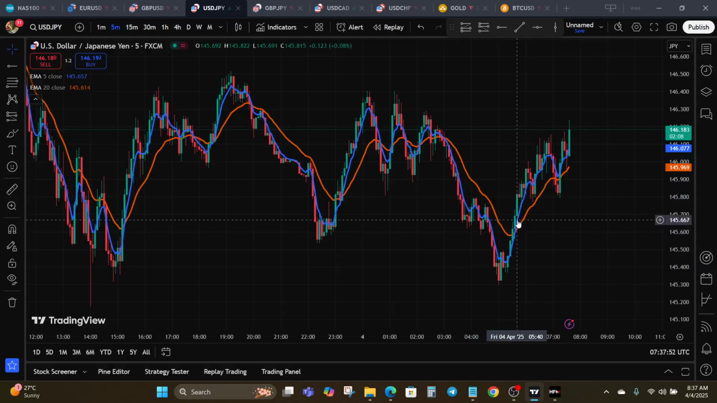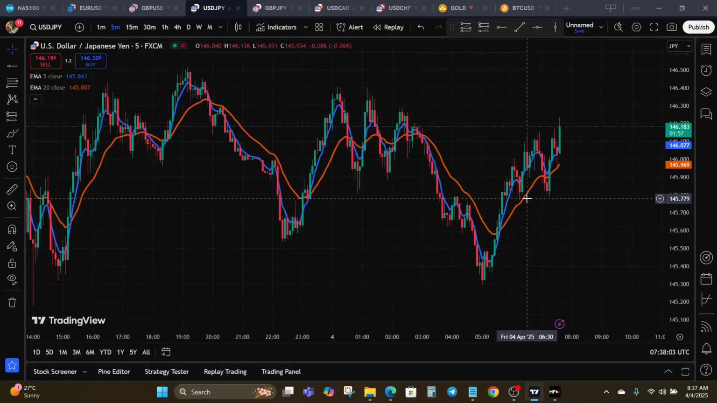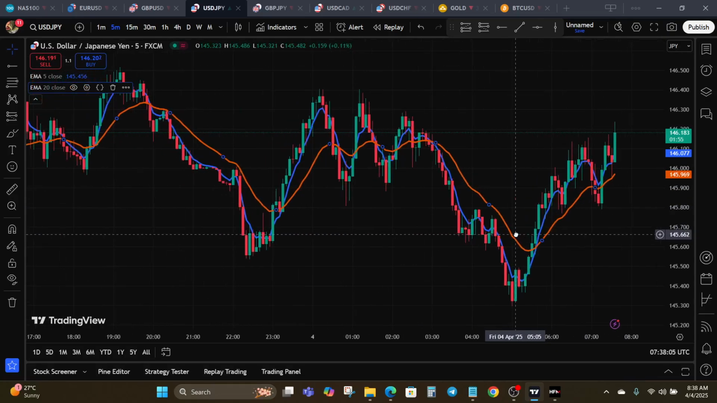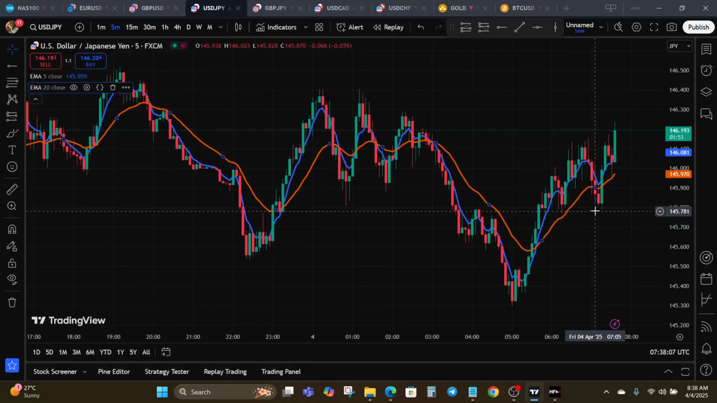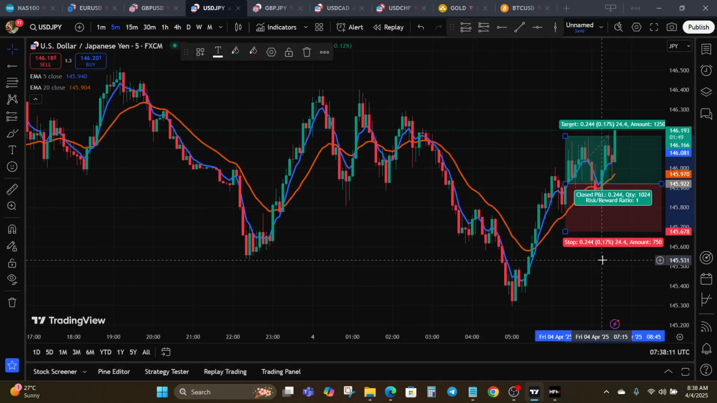Once the 5 EMA crosses above the 20 EMA and price pulls back to the moving average, you wait for a strong bullish confirmation candle. That's your signal to enter long. So this would have been a good place to enter a buy trade. The reverse works for a short.